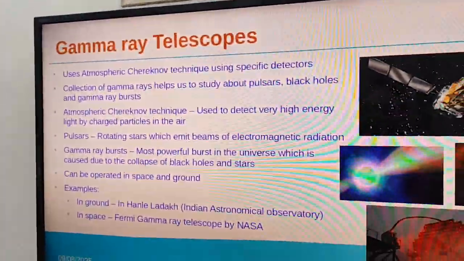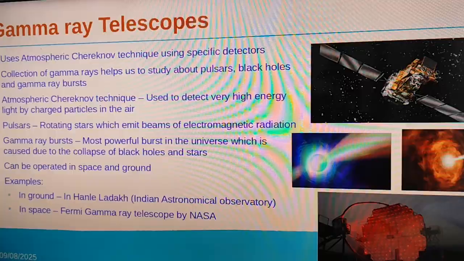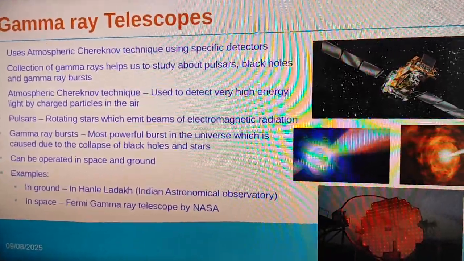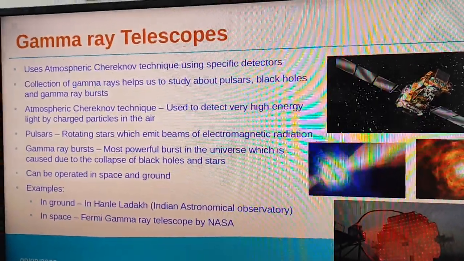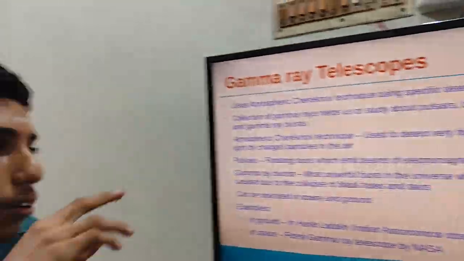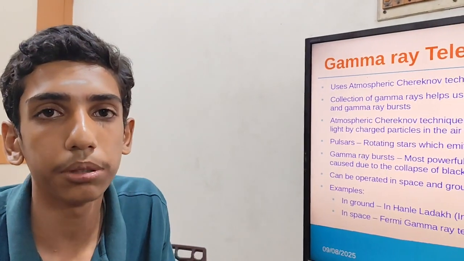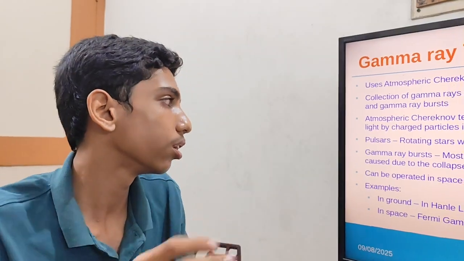The next one is gamma ray telescopes. They use the atmospheric Cherenkov technique. This is a technique in which they use charged particles to detect these gamma rays from our atmosphere, and the collection of gamma rays helps us to study pulsars, black holes, and gamma ray bursts.